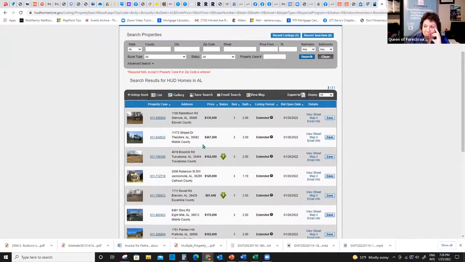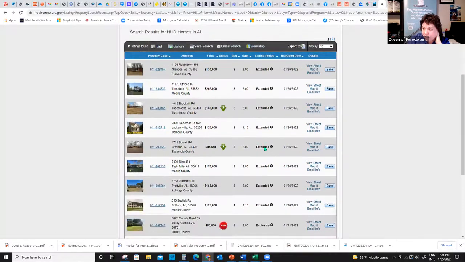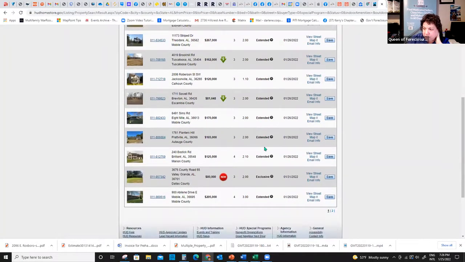Alabama has 11 properties. Now, again, I'm just doing a global search. You see what I did? I just put Alabama and search. So I see that there's 11, but I don't want all buyer types right now. I like to look at the condition. Let's just say, for example, most of these are extended, which means they're not selling to owner occupants too well over there.